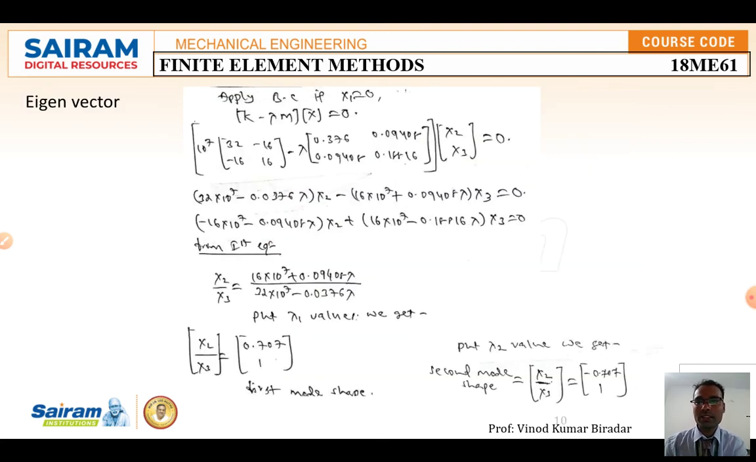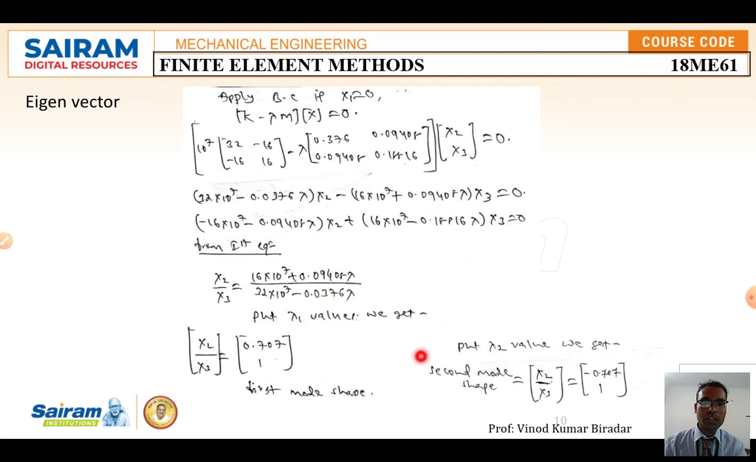To calculate the eigenvector, we again have the formula k minus lambda m times x. Here x stands for x1, x2, x3. Since x1 is completely fixed, neglect the first row and first column. Only x2 and x3 remain, so substitute. If you simplify this, we have to calculate x2 by x3 from this equation, which comes in terms of the lambda value. Now we have the lambda value 192, so substitute it in this equation. You get one value if you put lambda 1, and another if you put lambda 2. These two equations are called the eigenvectors.